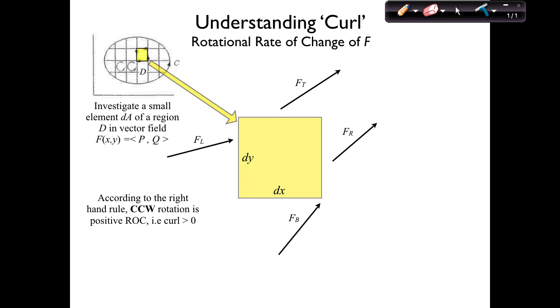So according to the right-hand rule, counterclockwise rotation is positive rate of change. So positive rate of change will be the tendency of counterclockwise rotation, spinning this way. Okay. So I'm going to take those four vectors that are in close to our dA and show their components. And we're going to ask which of those components are contributing to counterclockwise rotation around in the spot.